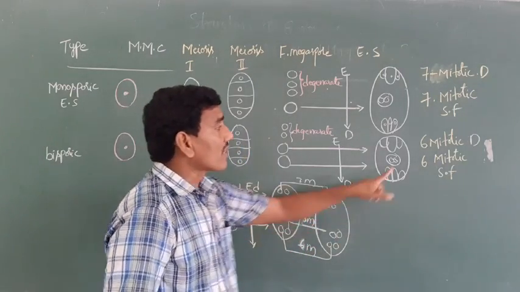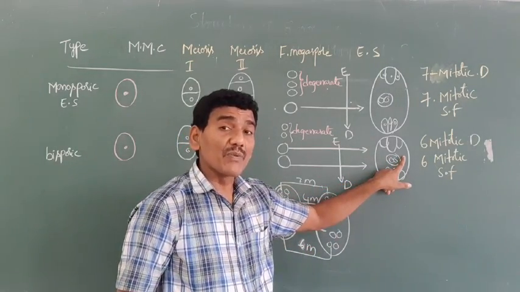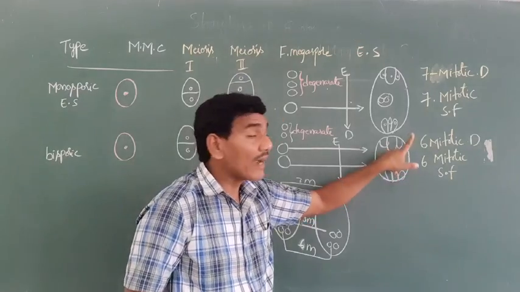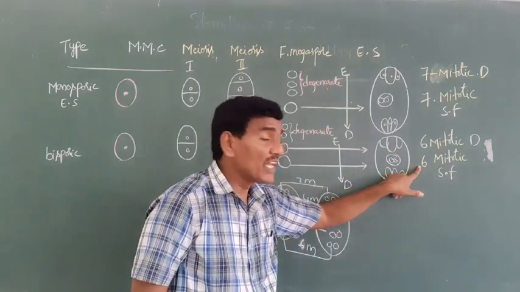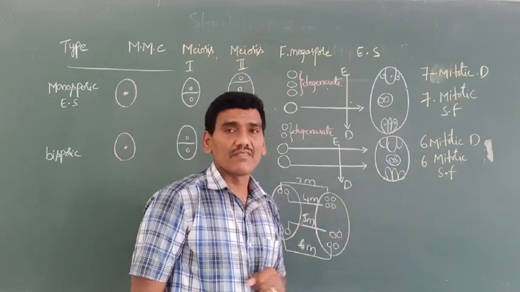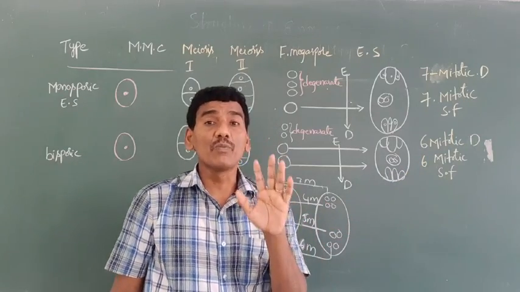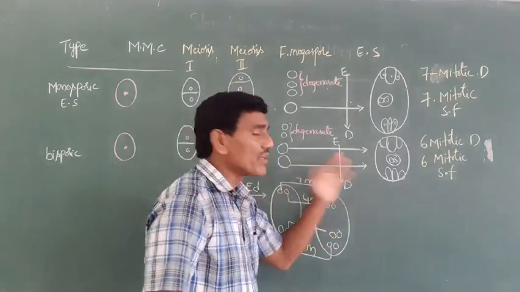That's why for the formations of bisporic type of embryo sac, how many mitotic divisions are involved? 6. How many mitotic spindle fibers are involved? 6. This is a bisporic type of embryo sac. Okay, now information.